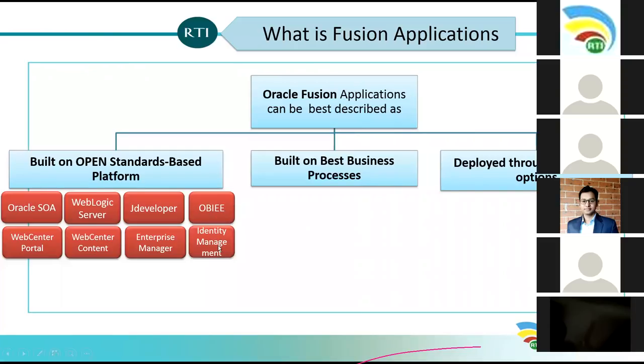And identity management maintains the lifecycle of the user. When an employee is created, when an employee is promoted, what security the employee should get, and when an employee is terminated, their access should be terminated immediately. All that user lifecycle management is handled in identity management. So basically, these are all the tools on which the Fusion applications are built.